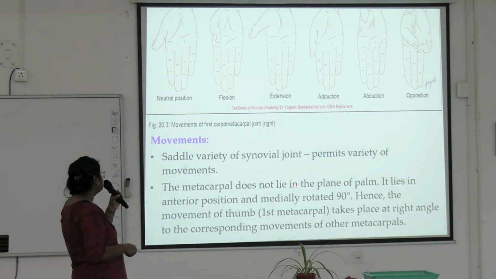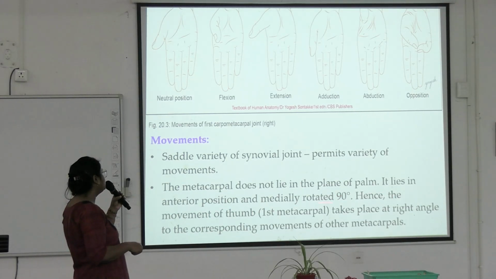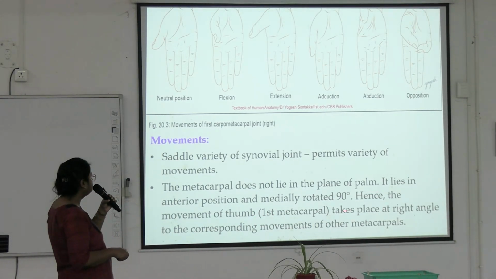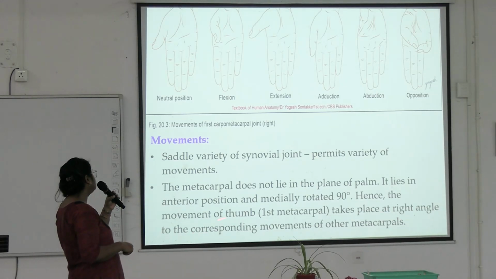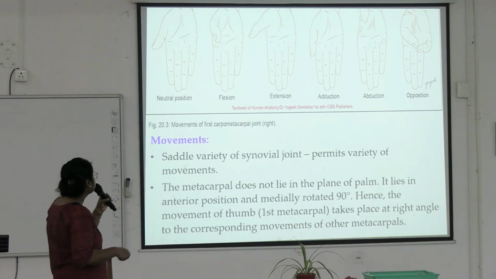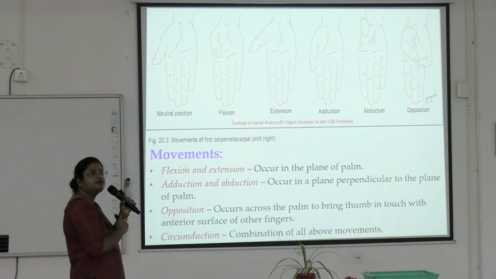The metacarpal does not lie in the plane of the palm, it lies in the anterior position and medially rotated 90 degree. Hence, the movement of the thumb, the first movement of the thumb or first metacarpal takes place at right angle to the corresponding movement of other metacarpals. Okay. Next. So, what are the movements occurring?